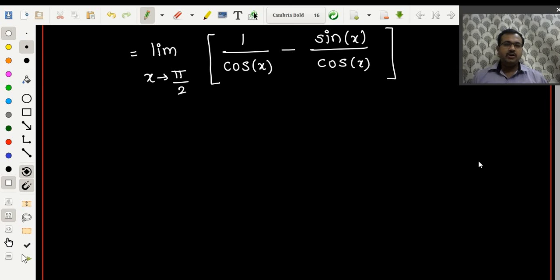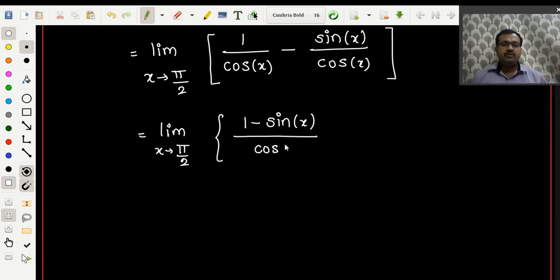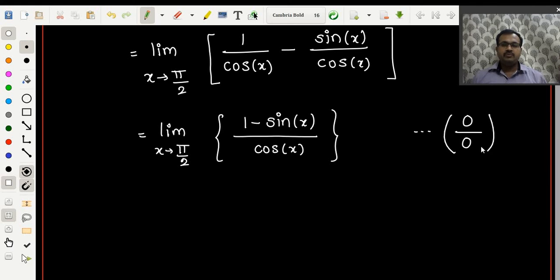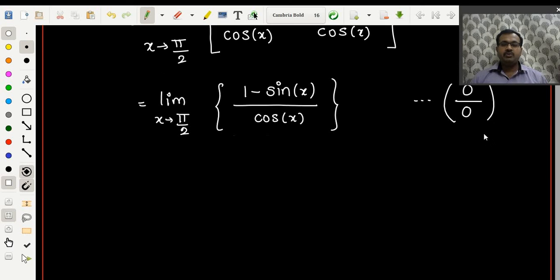We can consider the common denominator here. As x tends to pi by 2, we can rewrite this function as 1 minus sin x in the numerator and the denominator term will be cos x. Now if you substitute the limit, sin pi by 2 is 1, 1 minus 1 will give you 0 in the numerator, and cos pi by 2 is 0, it will appear in the denominator. So here our indeterminate form is 0 upon 0.